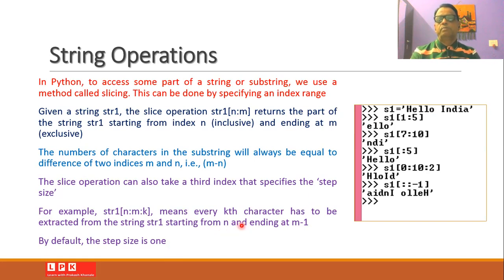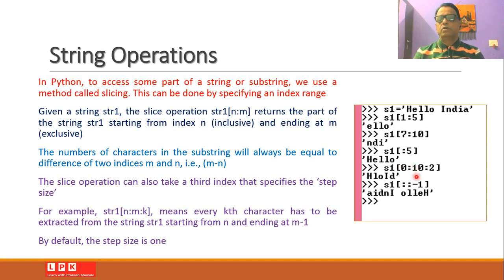So for example, if I write the operation S1[7:10], then I will get "NDI". If I write S1[:5], then you will find that we will start from the index 0 up to 5, and therefore I will get the result "HELLO".